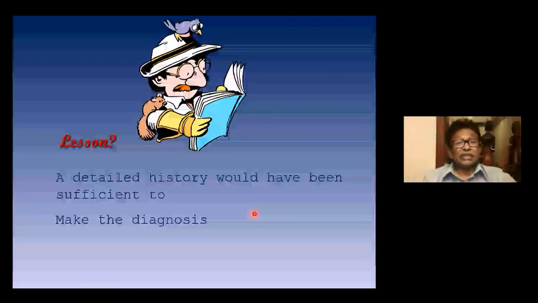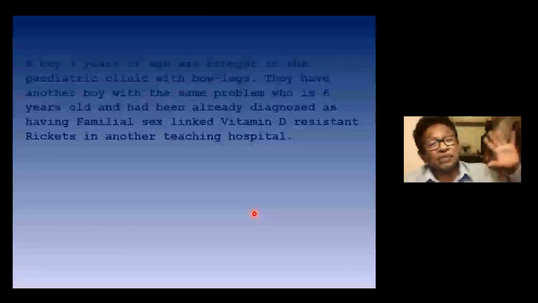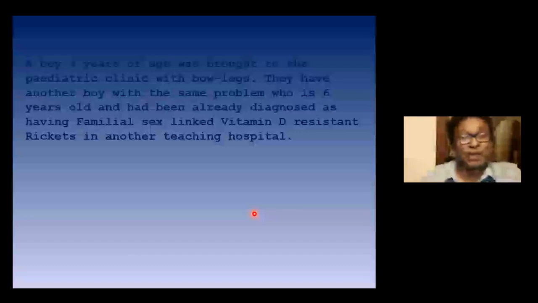Now this is the second case. A 4-year-old child was brought to the pediatric clinic with bow legs. They have another boy with the same problem. This happened actually at LRH. Another boy with the same problem, who is 6 years old and had already been diagnosed as having familial sex-linked vitamin D resistant rickets in another teaching hospital. So the child came with a diagnosis card from the other child.